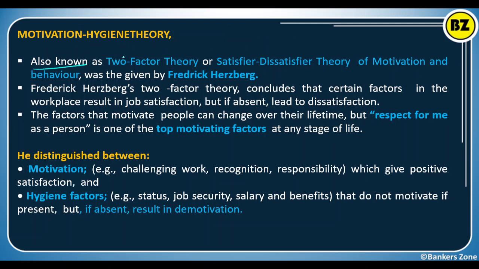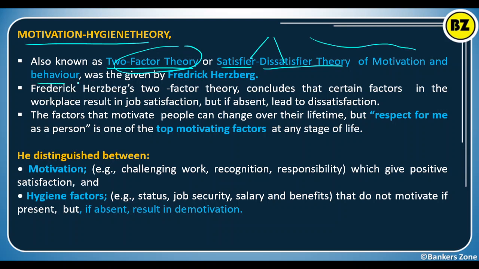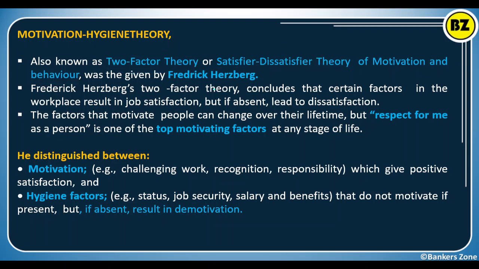This theory is also called the two-factor theory. Remember, the motivation and hygiene theory is nothing but the two-factor theory. It is also called the satisfier or dissatisfier theory of motivation and behavior. What are the two factors? Satisfier and dissatisfier. And this theory was given by Frederick Herzberg.